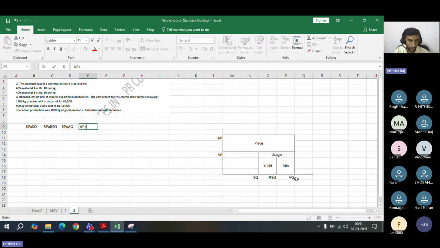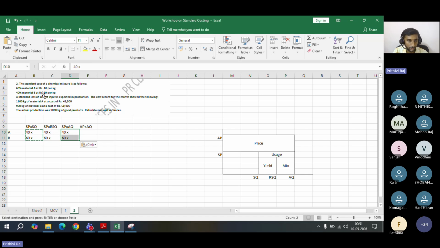Second part is what data is available in the question. Fill it in. Directly it is given. There are two materials, material A and material B. What is my standard price of material A? You can see the standard composition is given in this first box. 40, 60, 40, 60. Just copy the standard price: 40 for A, 60 for B.